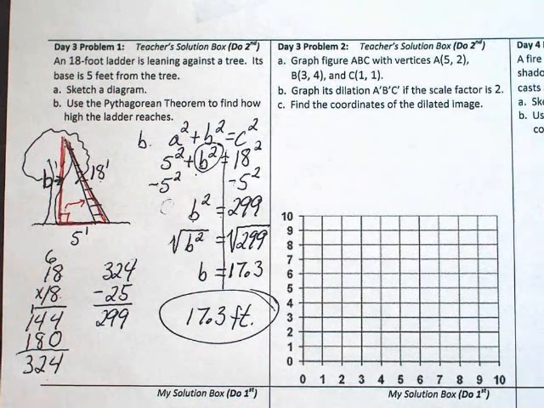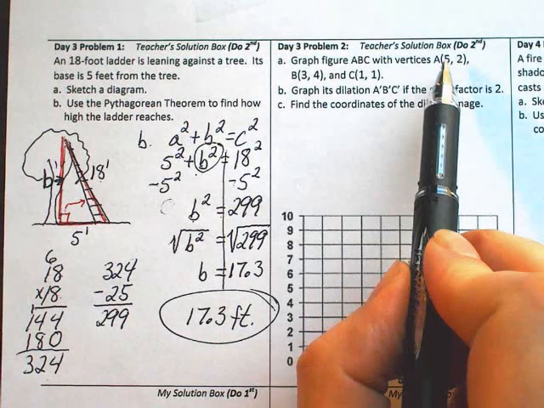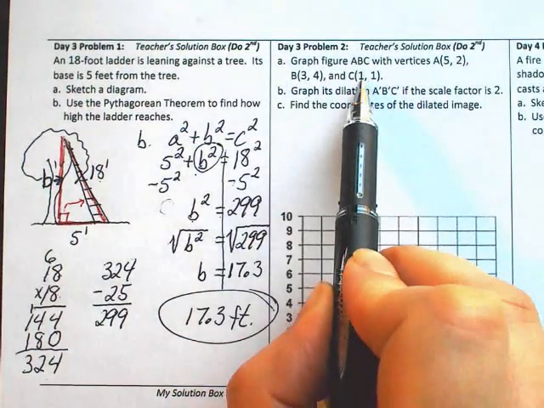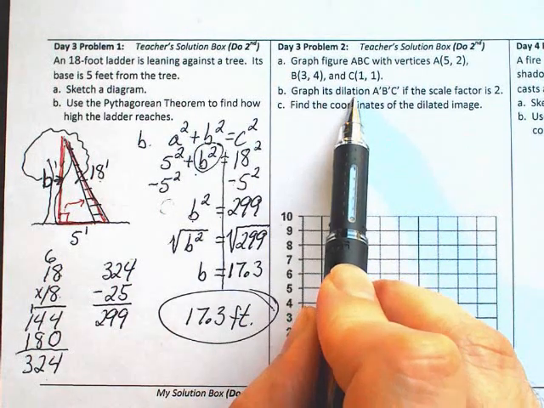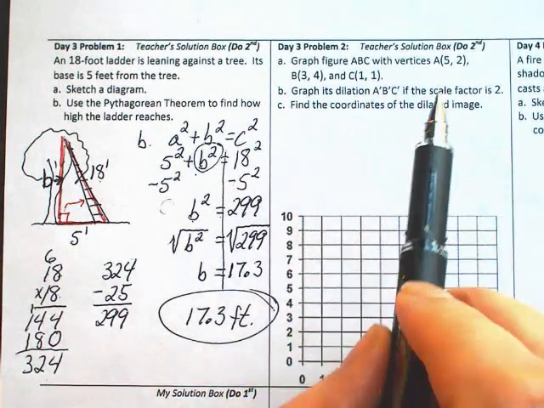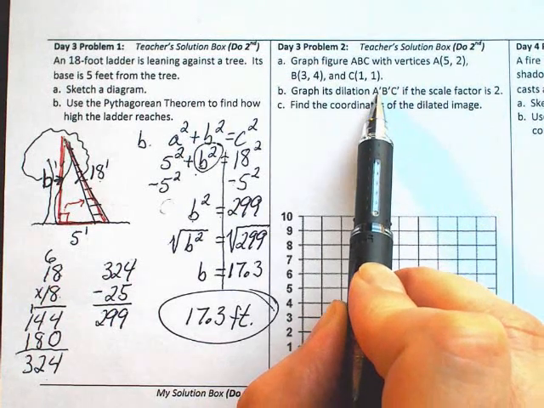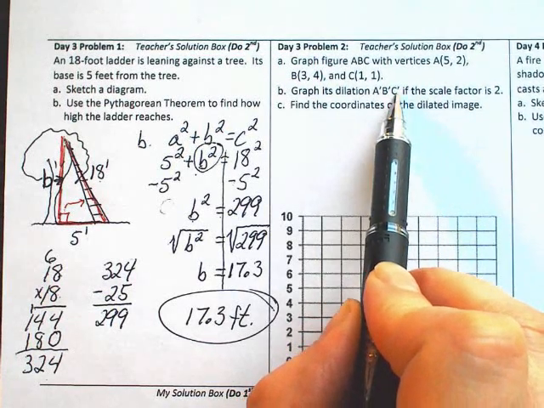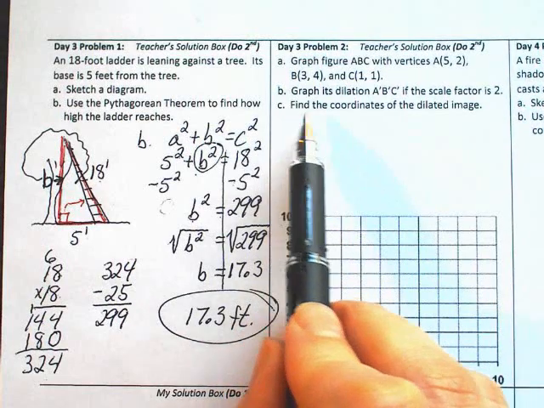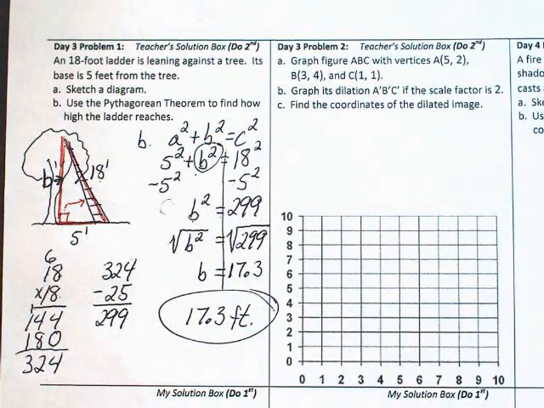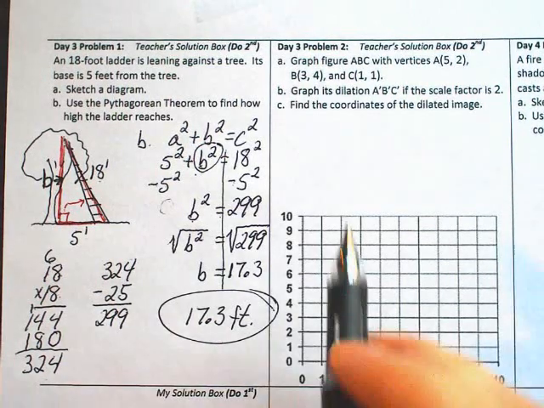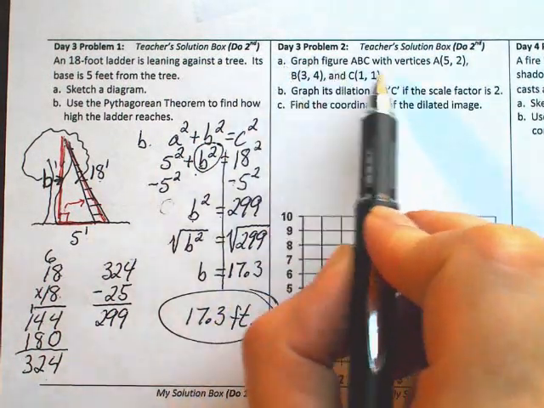Now, day 3, problem 2. Part A, graph figure ABC with vertices at A and B and C. And then in part B, we're going to create the dilation of that triangle. And we're going to call this dilation A prime, B prime, and C prime. Okay? And then in part C, find the coordinates of the vertices of that new triangle. So let's tackle this one step at a time, starting with step A.